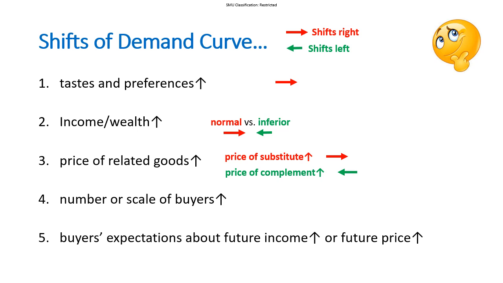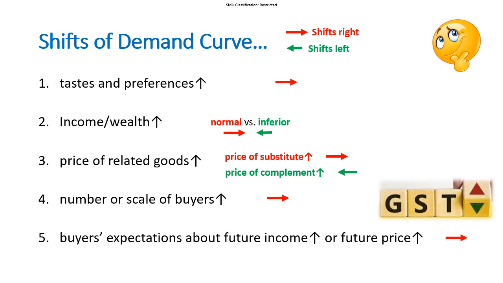When the number of buyers increases, or the scale of buyers increases, meaning each buyer wanting to buy more, the demand curve will shift to the right. When future price is expected to increase, the current demand will increase. Similarly, if future income is expected to increase, the current demand of a normal good will increase.